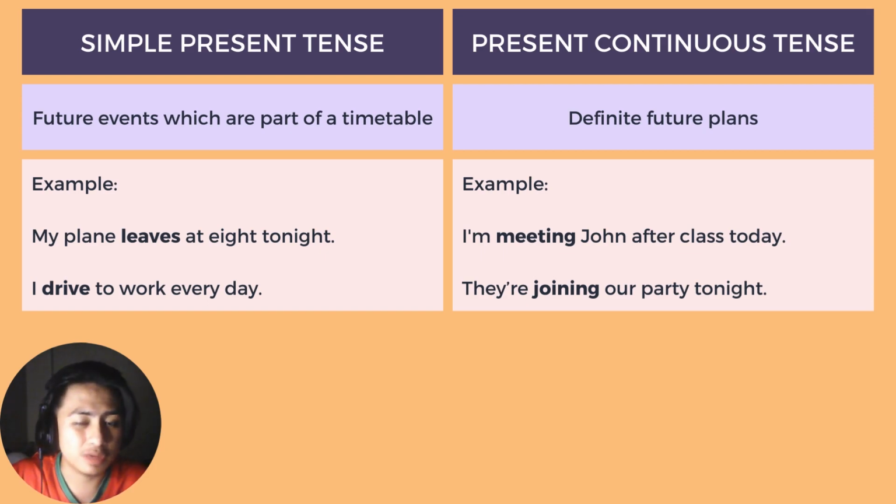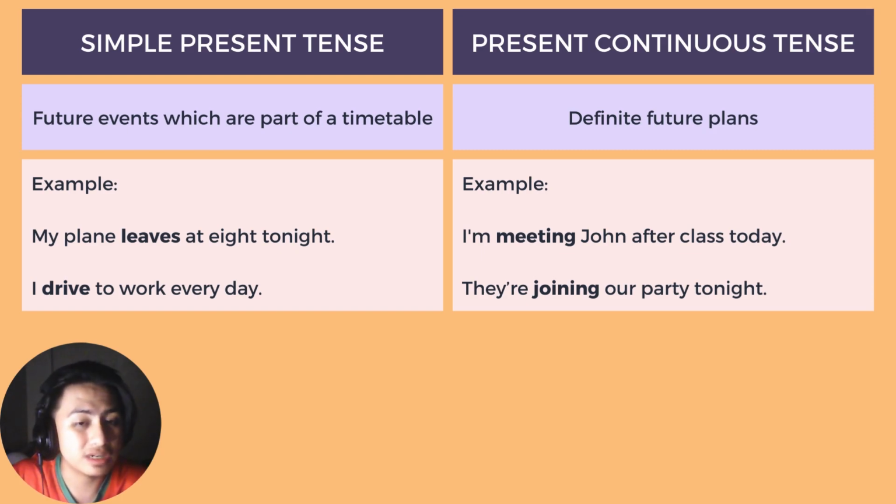And then for the next part, present continuous tense. For the example, I'm meeting John after class today. So when we hear this sentence, right, we know that it is definitely going to happen. Definitely. So if that's the case, then we use present continuous tense because it is definitely going to happen. Because I'm definitely meeting John after class today. So that's why we use present continuous tense.